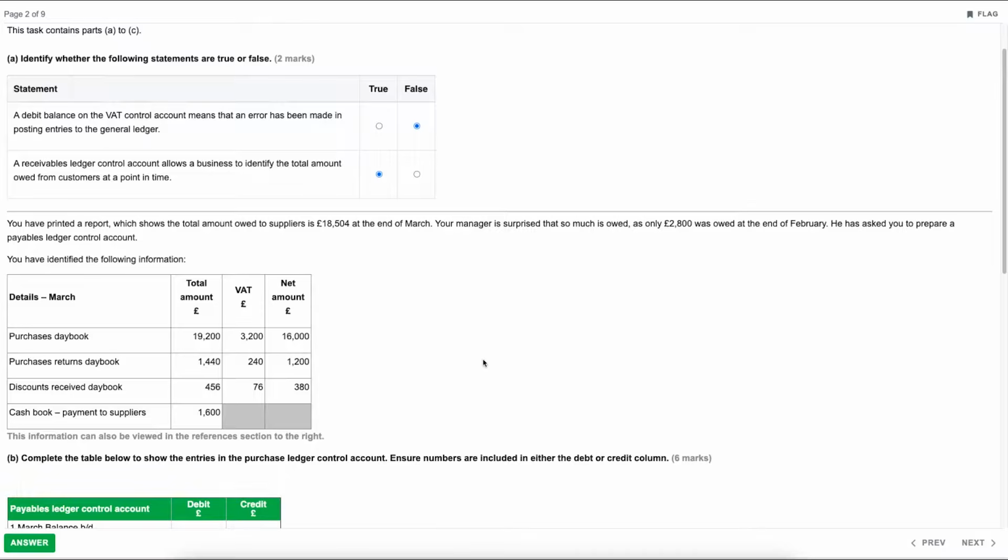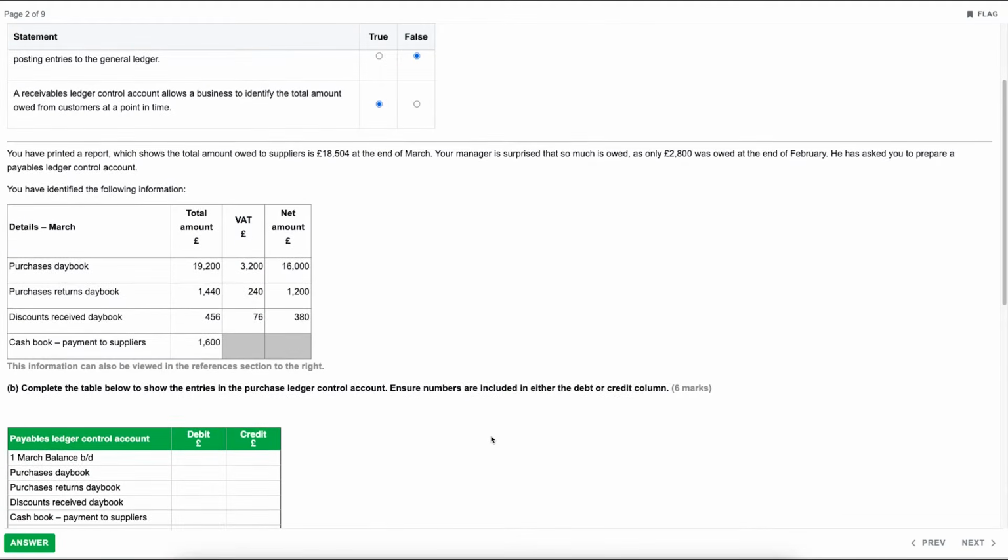Moving down then. So you have printed a report which shows the total amount owed to suppliers is £18,504 at the end of March. Your manager is surprised that so much is owed, as only £2,800 was owed at the end of February. He has asked you to prepare a payables ledger control account. You have identified the following information.